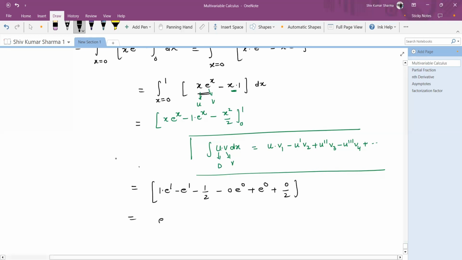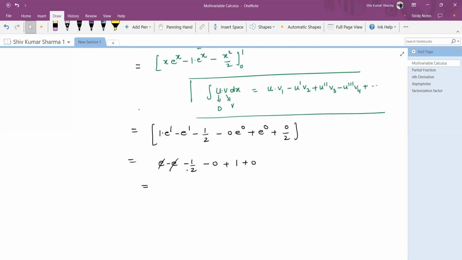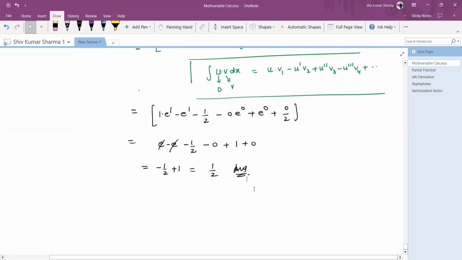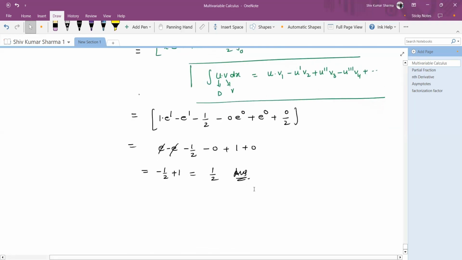So this gives us e minus e minus 1 by 2, minus 0 plus e raised to the power 0 is 1, plus 0. So e and e cancel. So this gives us minus 1 by 2 plus 1, which means plus 1 by 2. So this is our answer, plus 1 by 2. Okay, so remember this integral formula.